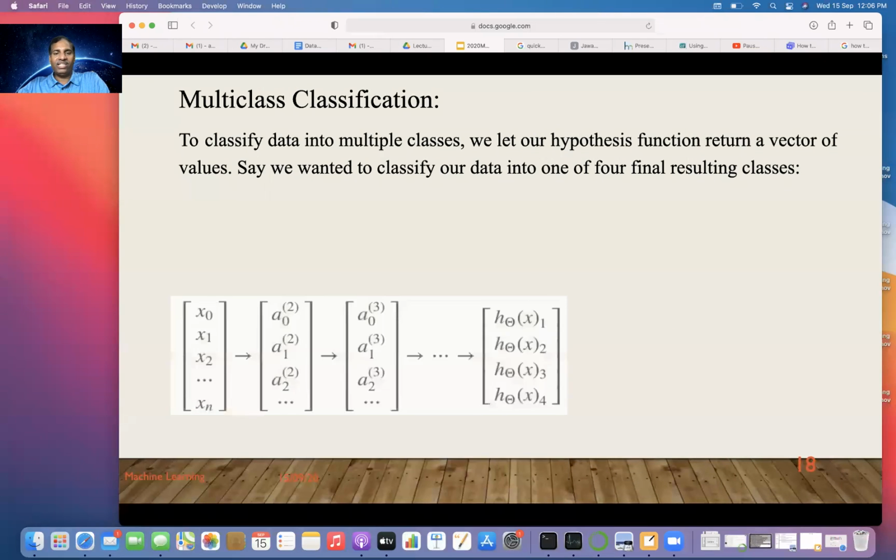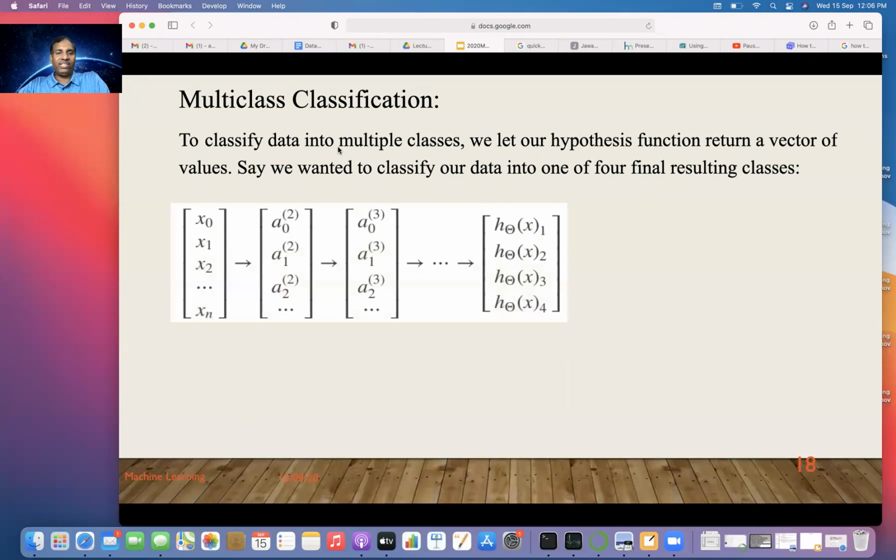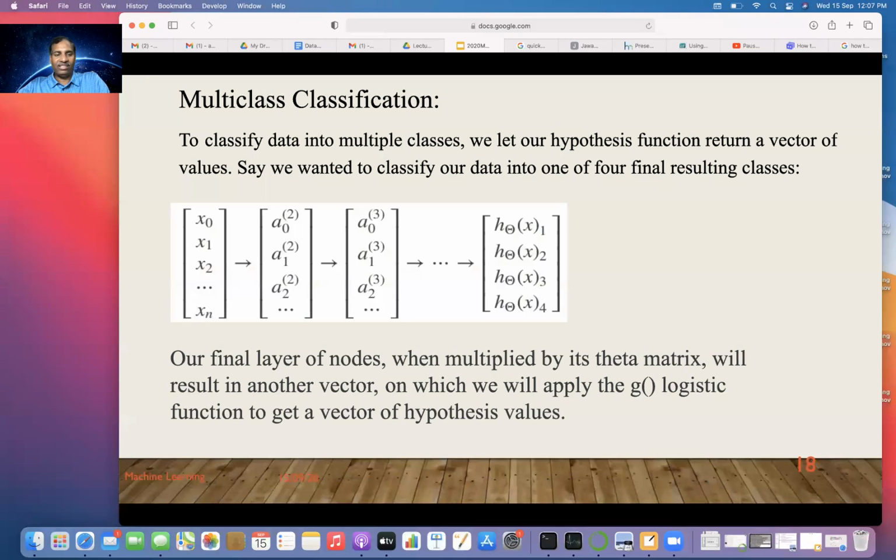In multi-class classification, to classify data into multiple classes, we let our hypothesis function return a vector of values. Instead of only one hypothesis, we will give a vector of values h theta x1, h theta x2, h theta x3, h theta x4. Say we wanted to classify our data into one of 4 final resulting classes. Then our final layer of nodes, when multiplied by its theta matrix, will result in another vector on which we will apply the g logistic function to get a vector of hypothesis values.